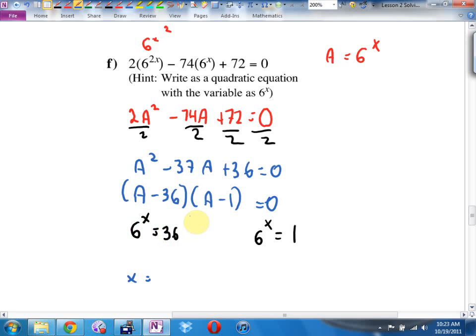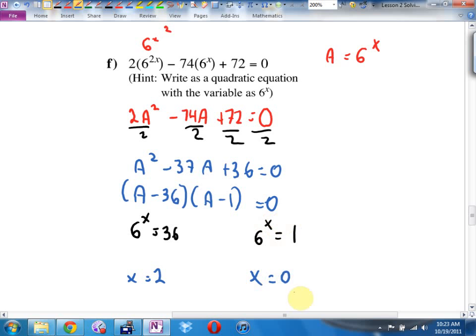6 to what power equals 36? Is 6 to the third 36? 6 times 6 times 6 is 36? Really? You're tired right now. And a little bit of a trick question: 6 to what power equals 1? There's your roots. There's your real solutions from this equation.